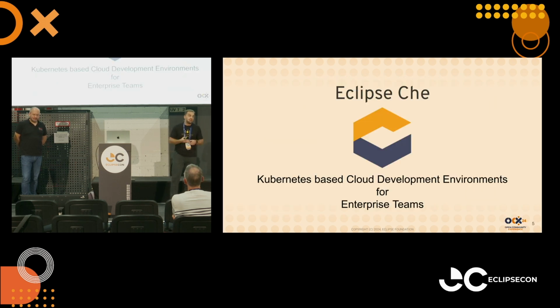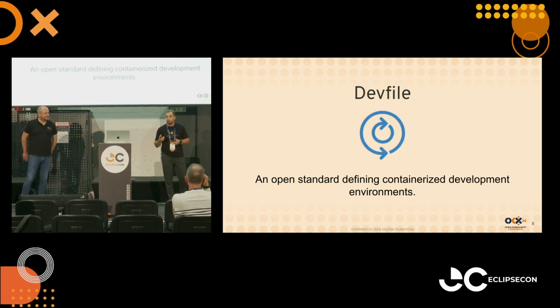So now let's talk a little bit about Eclipse Che. So it's one of the offerings on the market that provides cloud development environments. So Eclipse Che is an open source project under Eclipse public license, and it's actually a platform for providing Kubernetes-based cloud development environments for enterprise team. So how we are doing this? Actually, we fall back on a devfile, which is an open standard for defining containerized development environment.